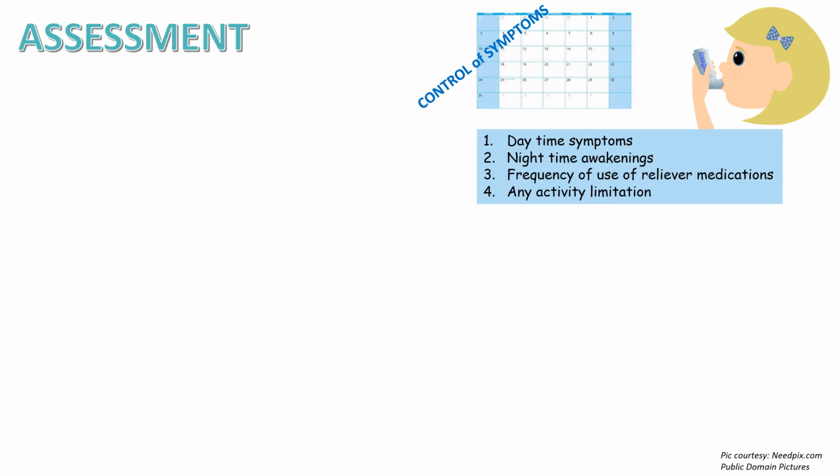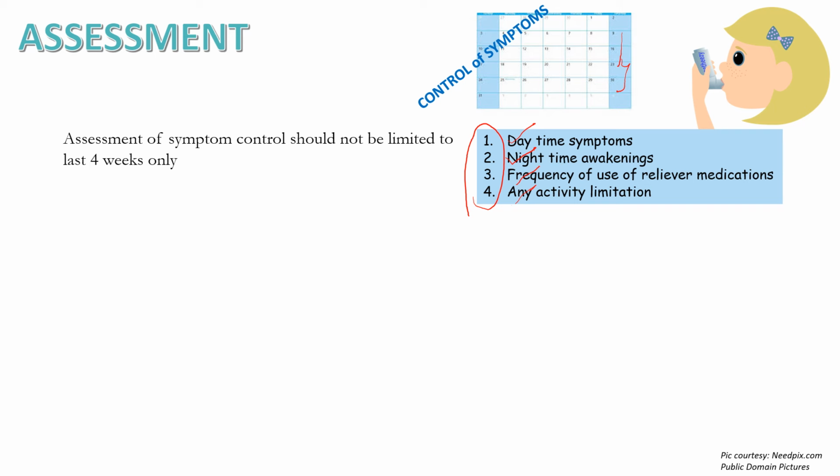To assess symptom control, that is the control of symptoms in a patient, we look for 4 things. These 4 things are the daytime symptoms of the patient, the nighttime awakenings of the patient, the frequency of use of reliever medications, and any activity limitation in the past 4 weeks. We are looking at the past 4 weeks only. So this is how we assess whether or not the symptoms of the patient are controlled. However, as per GINA 2024, this assessment should not be limited to the last 4 weeks only, and should be looked at even beyond that, even though recall error might occur with longer durations.